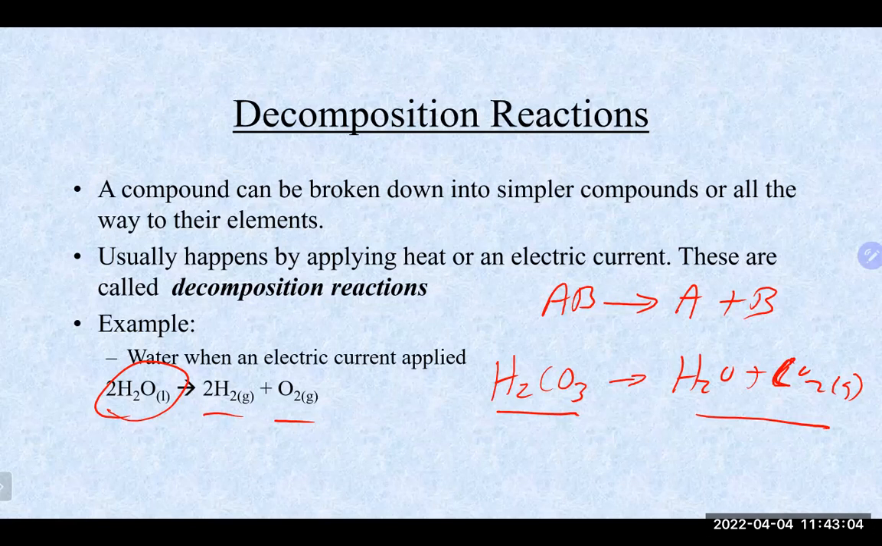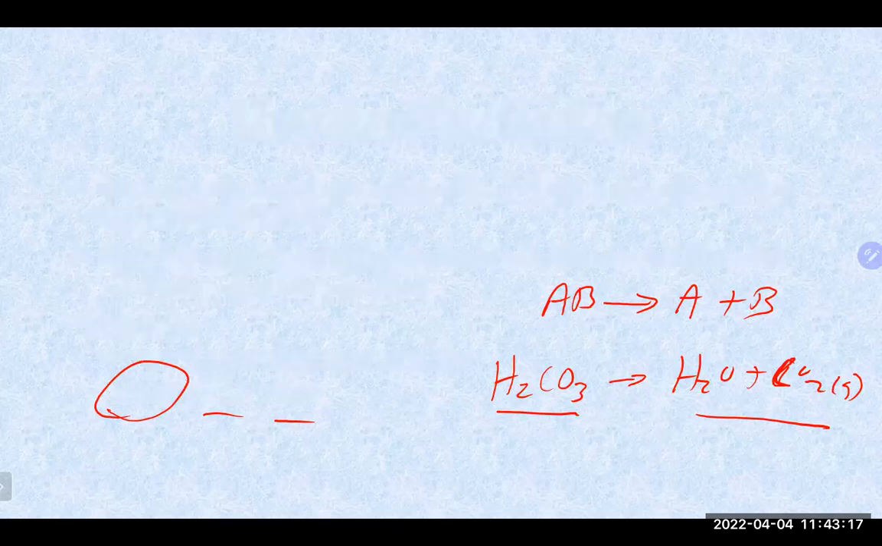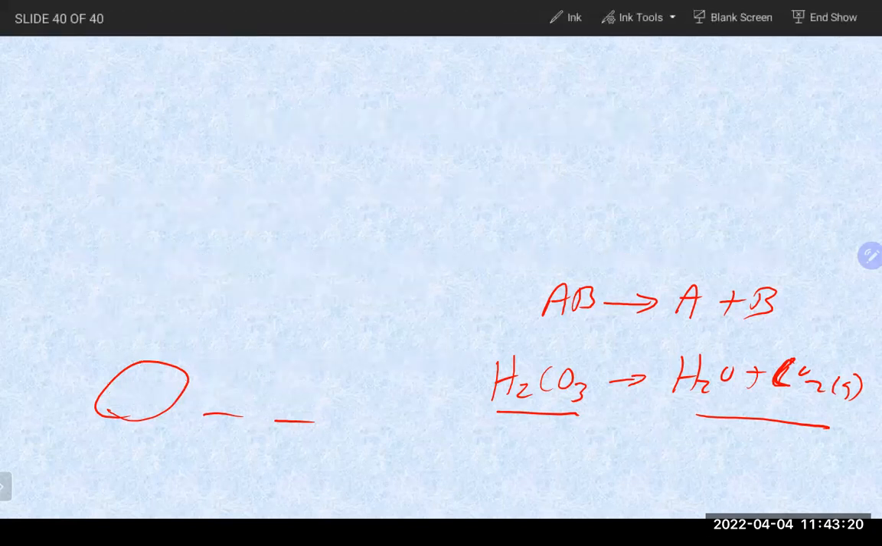Single replacement, somebody comes in and kicks out somebody. And obviously double displacement, we have the exchange. Any questions on classifications? So just to summarize where we're at, which is really the end of this chapter.